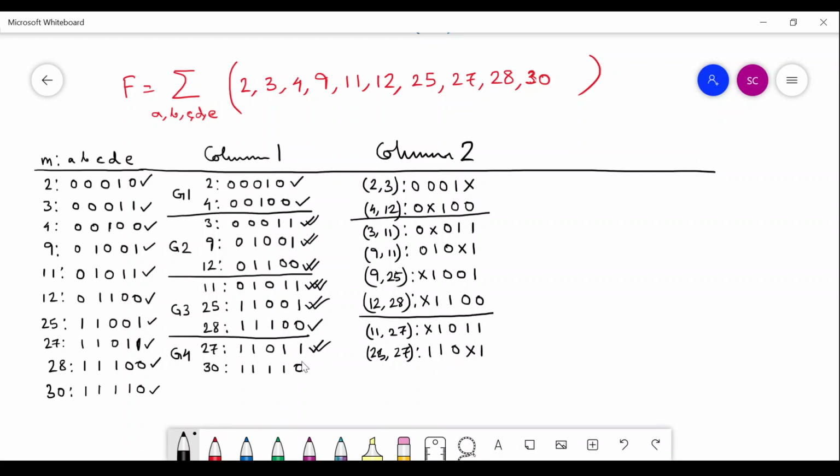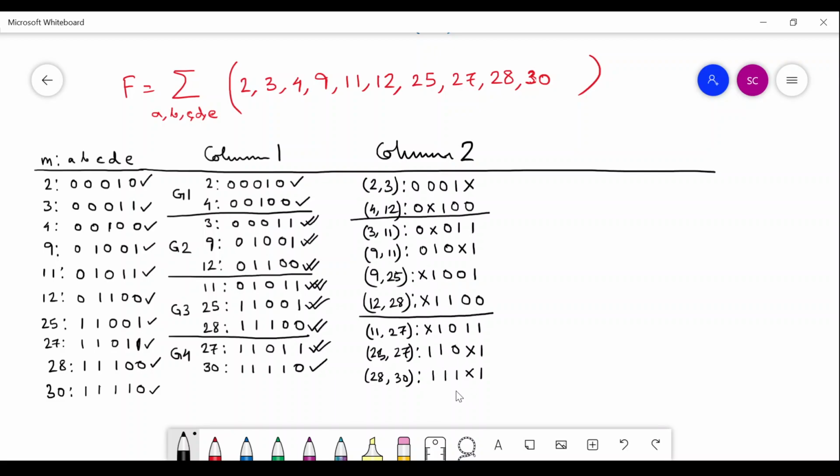110x1. 25 and 30 cannot be combined. 28 and 30, 28 and 27, no, it cannot be combined. 28 and 30, yes, it can be combined. So you put the tick mark and then you write the combination. Notice whether there are repetitions within a group.